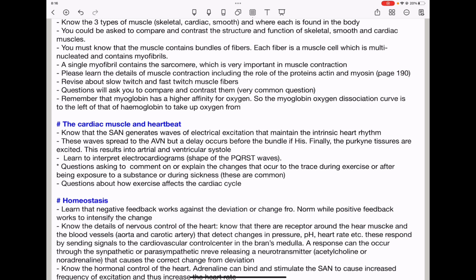Learn to interpret the electrocardiograms. This is also common. Fully understand the shape of the PQRST waves. Questions asking to comment or explain the changes that occur to the trace during exercise, or if somebody has a specific sickness, could be asked, so please ensure you fully understand that. They could also ask you about how exercise affects the cardiac cycle.